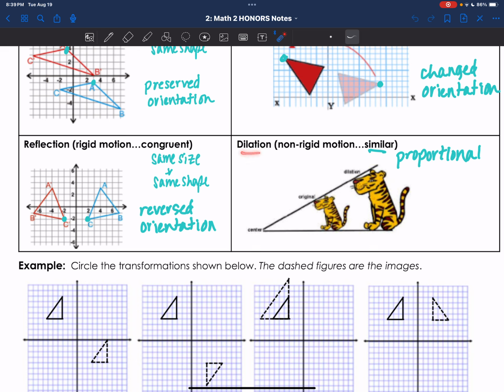And then lastly, for transformations, we have a dilation, which is non-rigid. So those are similar, meaning they're proportional. They're not the same size, but they are the same shape.